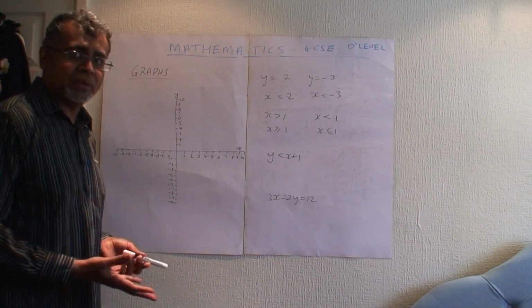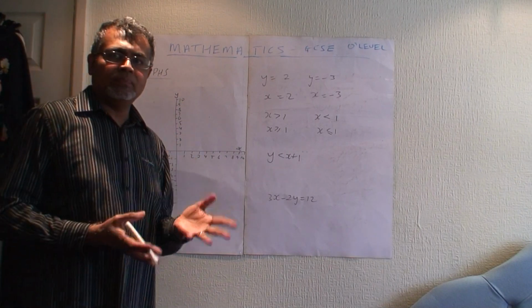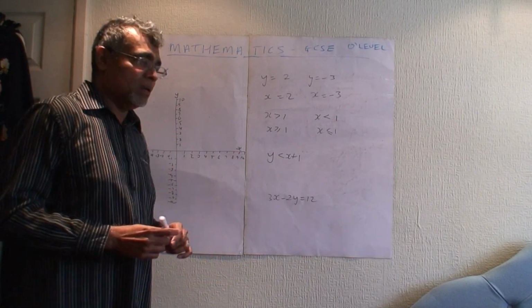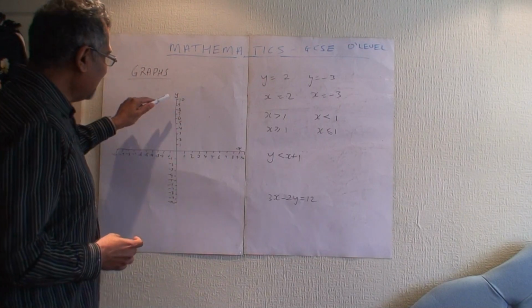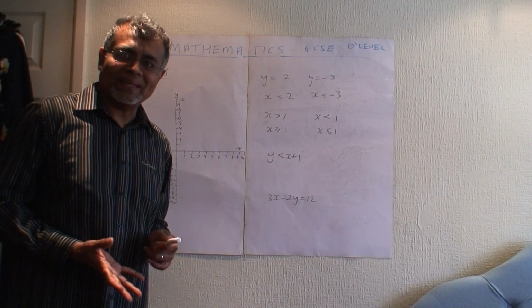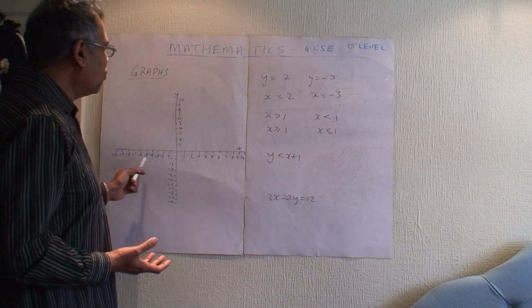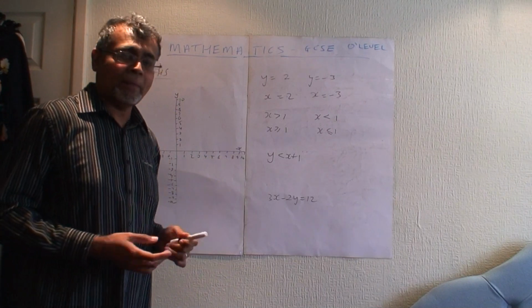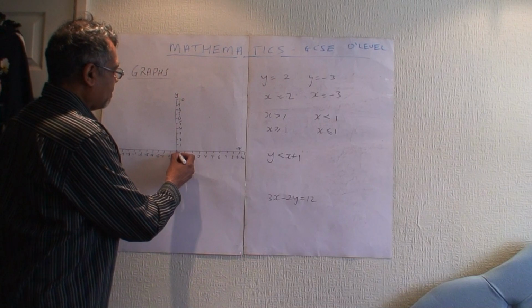Okay, this is just my drawing, and you will find there are two axes. One axis is the y-axis. The y-axis is a vertical axis. The x-axis is a horizontal axis. They intersect at this point where this is 0.